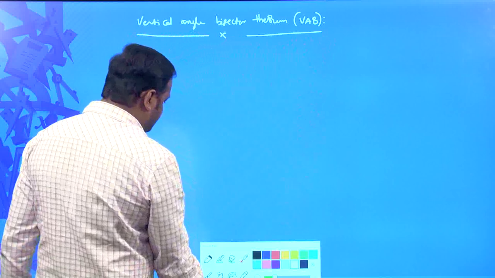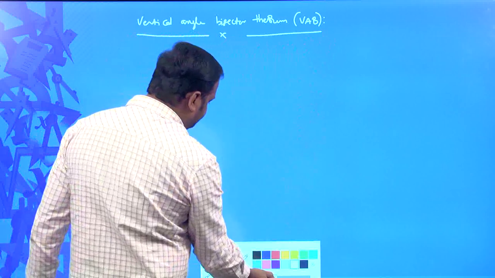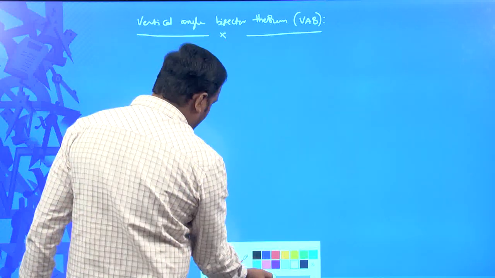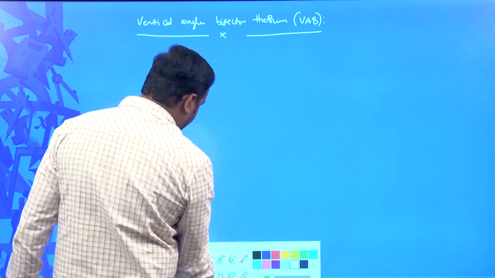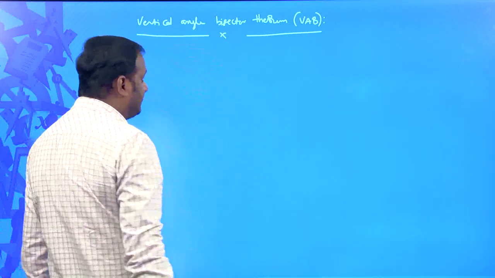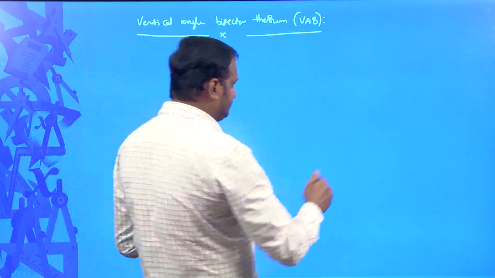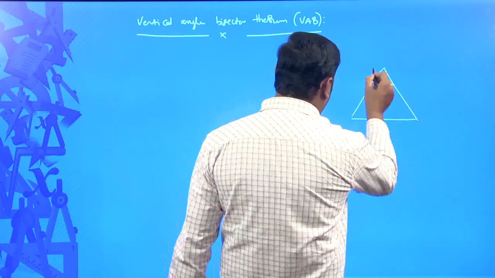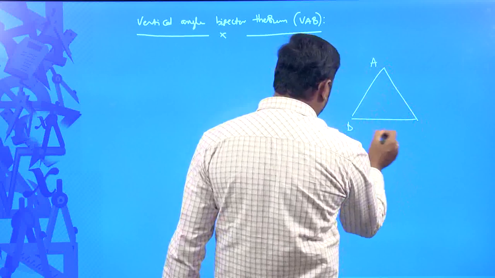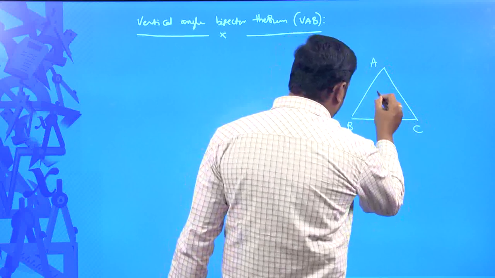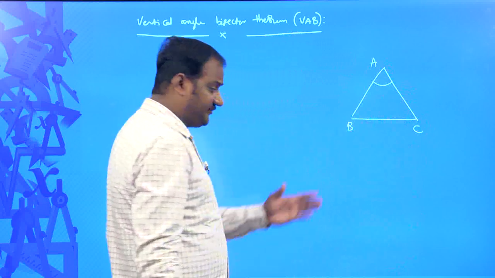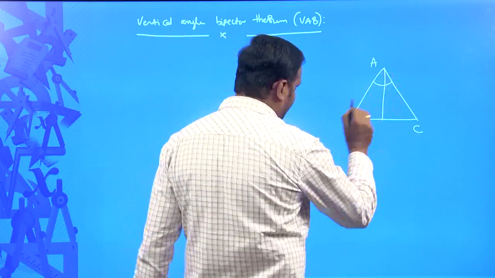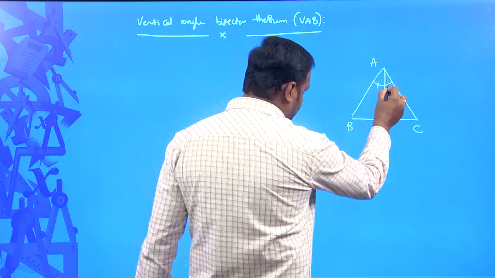So, coming to this vertical angle bisector theorem, here we need to understand what we mean by the vertical angle and what we mean by the bisector of the vertical angle. For example, you are given a triangle ABC, and this is the vertical angle if you consider BC as the base, and this is the bisector of the vertical angle. It means this portion is equal to this portion.